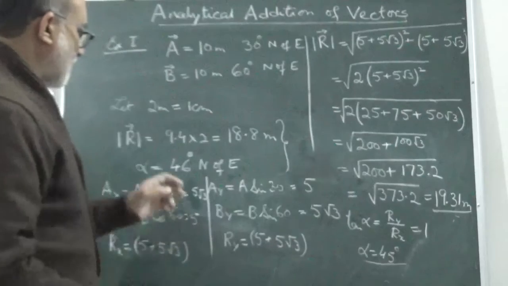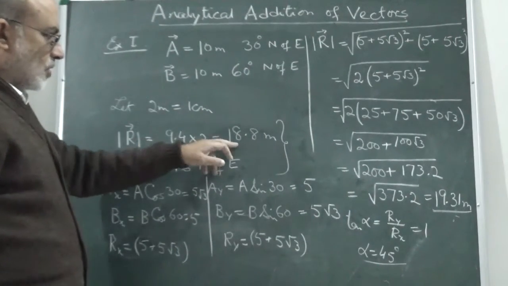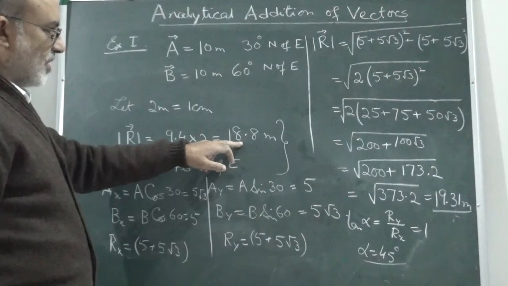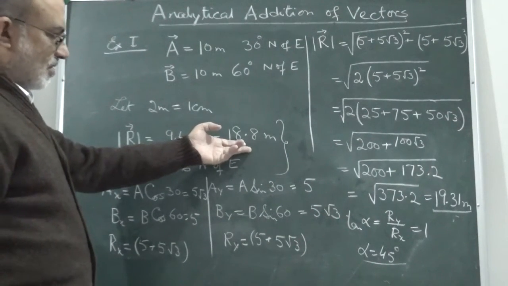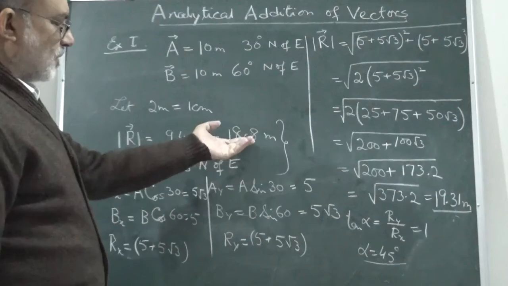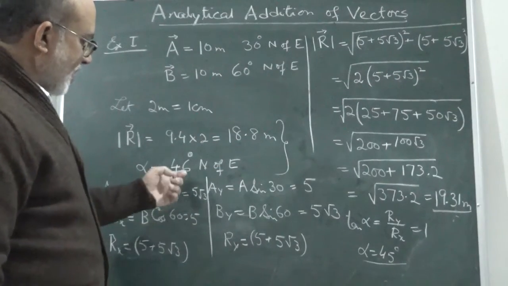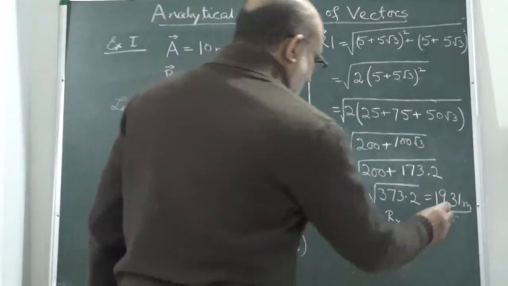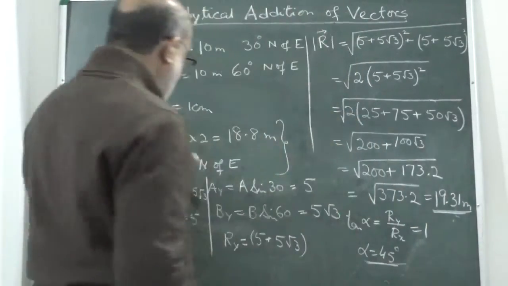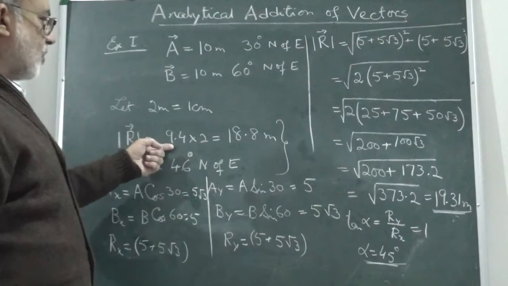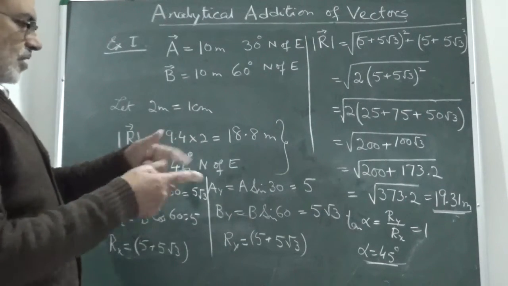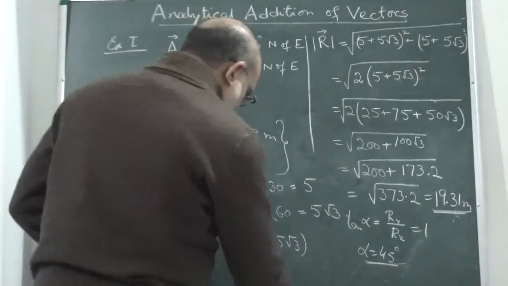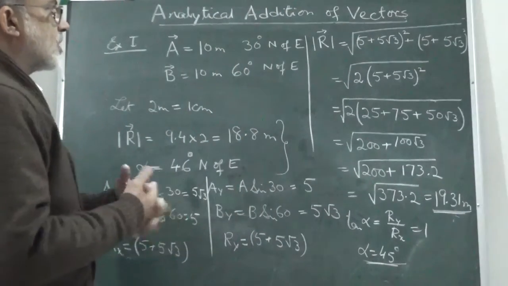And here geometrically we found it to be 18.8. This is some error, but error may erupt in geometrical measurement, and this is not 45 degree. So this is the accurate result, and this one is just to give you an idea of how vectors add geometrically, how vectors can be represented geometrically.